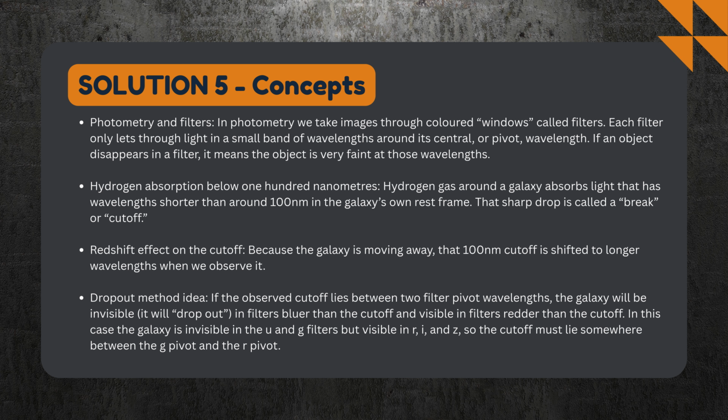Redshift effect on the cutoff. Because the galaxy is moving away, that 100 nanometer cutoff is shifted to longer wavelengths when we observe it. The observed cutoff wavelength is the rest cutoff multiplied by 1 plus the redshift. Dropout method idea. If the observed cutoff lies between two filter pivot wavelengths, the galaxy will be invisible. It will drop out in filters bluer than the cutoff and be visible in filters redder than the cutoff. In this case, the galaxy is invisible in the U and G filters, but visible in R, I, and Z. So the cutoff must lie somewhere between the G pivot and the R pivot.